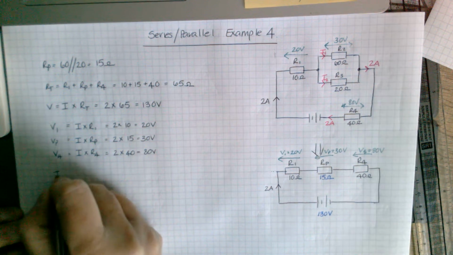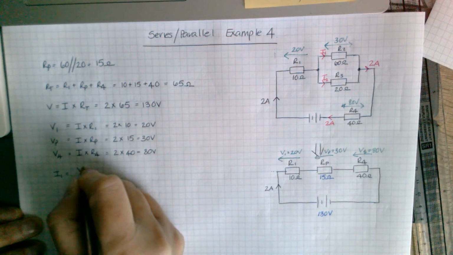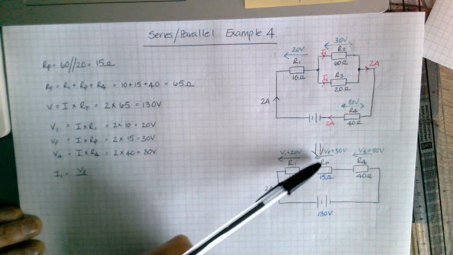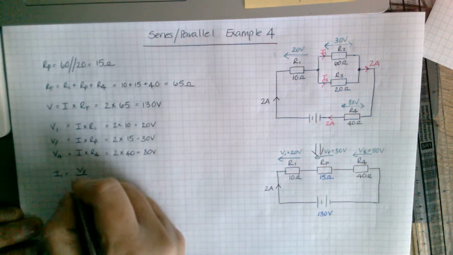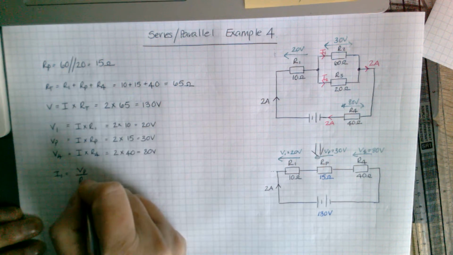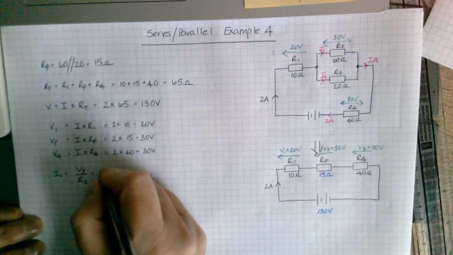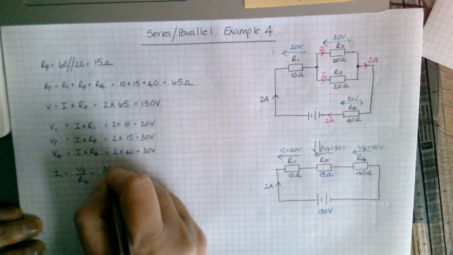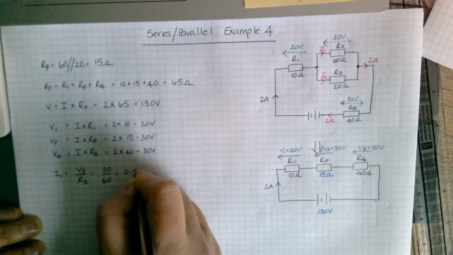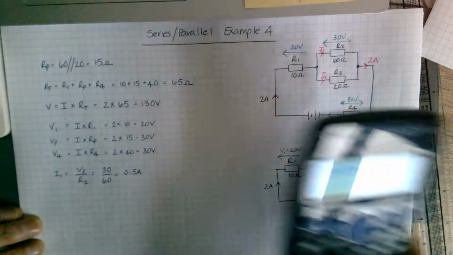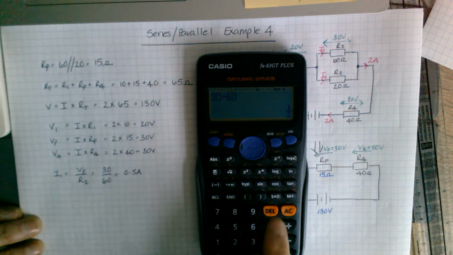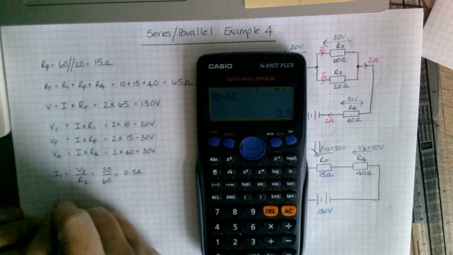To get our I1, I equals V over R, so it's going to be VP, that voltage there, that 30 volts, over R2. So our VP over R2, so 30 divided by 60, would get you half an amp. Just check that. 30 divided by 60 gets you 0.5.